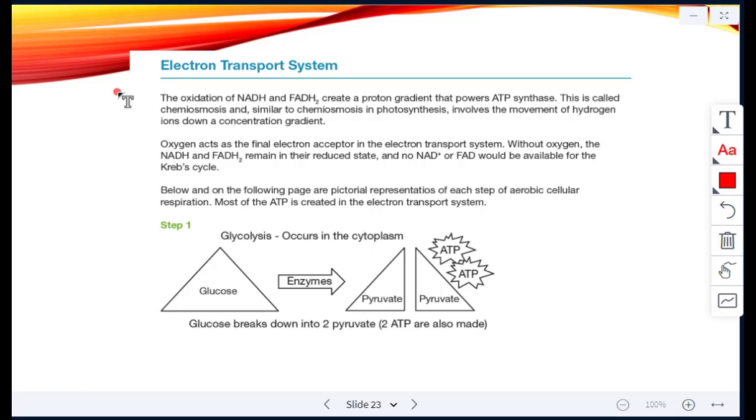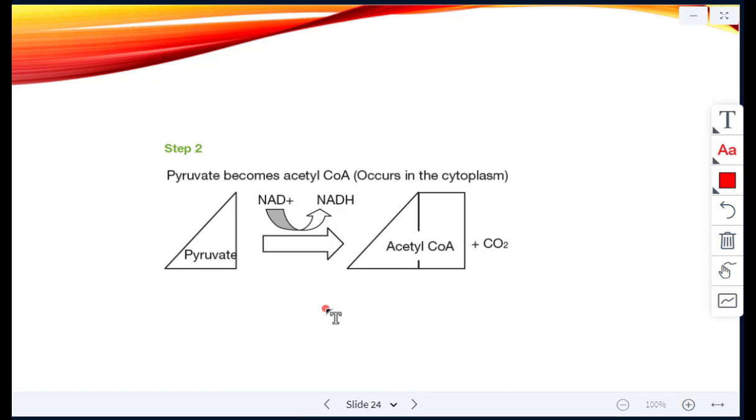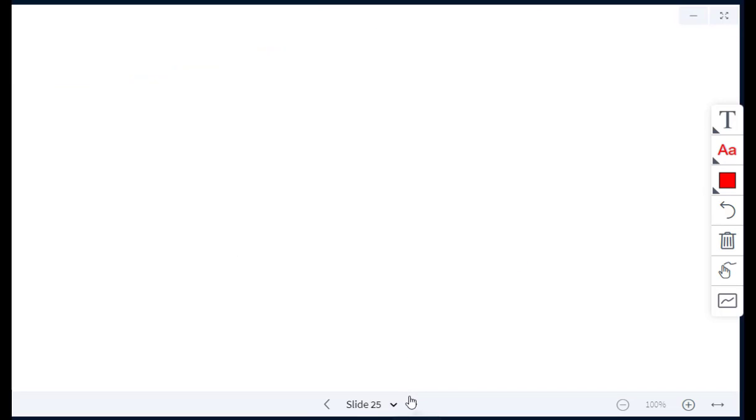If there was no oxygen, the NADH and FADH2 would stay in their reduced state, and they wouldn't be available for the Krebs cycle. All right, so just in summary here, step 1 was glycolysis. It occurred in the cytoplasm. Glucose gets broken down into 2 pyruvates, and then 2 ATPs were also made. Step 2, the pyruvate becomes acetyl-CoA. That still occurs in the cytoplasm. Plus there's a carbon dioxide being released as well.